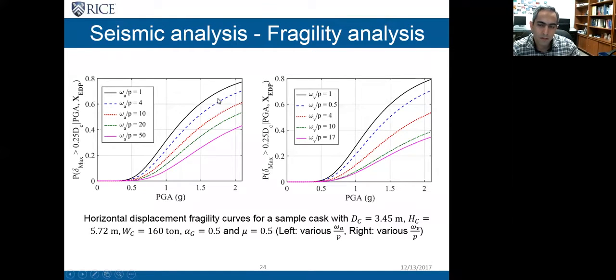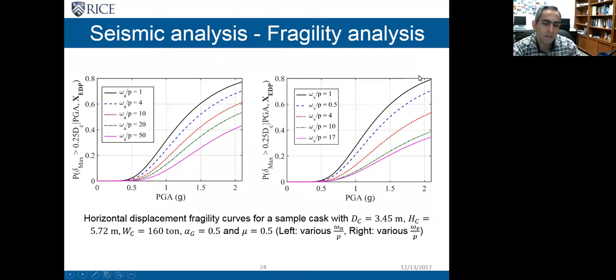And each figure shows the probability of exceedance as a function of PGA, which I have used as the earthquake intensity measure for the set of parameters which are given here. As I mentioned before, we had some omega and p in the formulas. Omega is a parameter which tries to capture the frequency content of earthquake, and p is a parameter which is called the characteristic frequency of the cask.